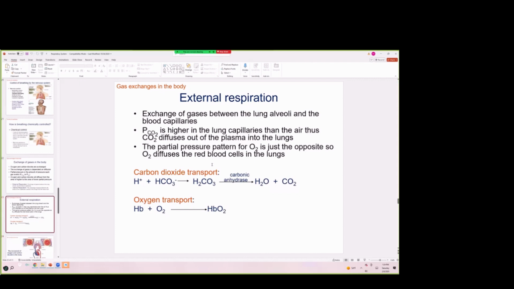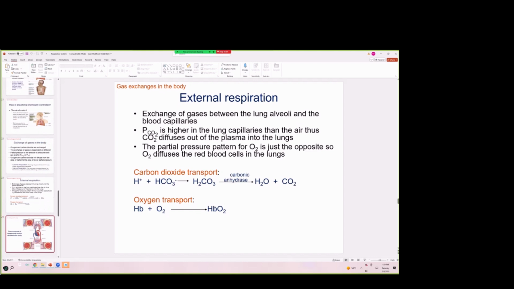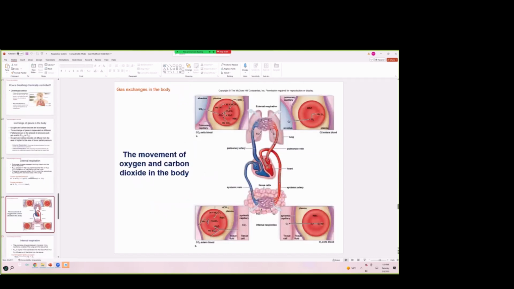How carbon dioxide is carried. Carbon dioxide combines with hydrogen and bicarbonate, forms carbonic acid, then carbonic anhydrase breaks it down to release carbon dioxide into the lungs. And then oxygen, again, binds to hemoglobin in the blood. This is an important picture to remember when we talk about all this partial pressure and things.